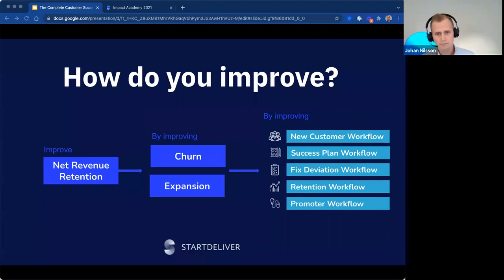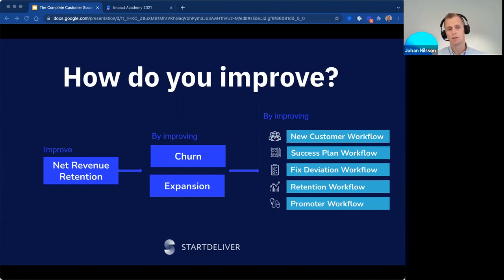Retention. Of course, we need to keep track of our agreements. We need to keep track of when they're up for renewal. We need to keep track of opportunities, potential, and how efficient are we in managing this and making sure that the customer wants to renew, that they will renew, and perhaps also that we get the potential this customer has. The last one here is promoters.